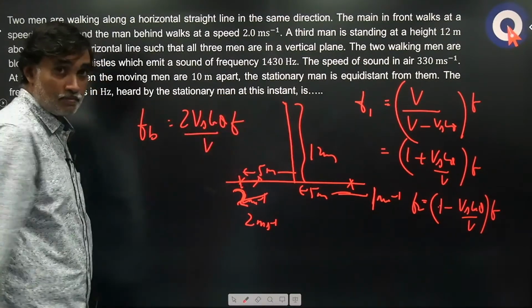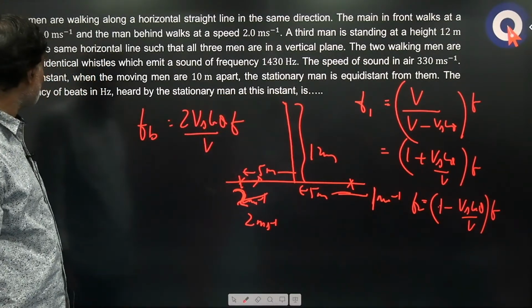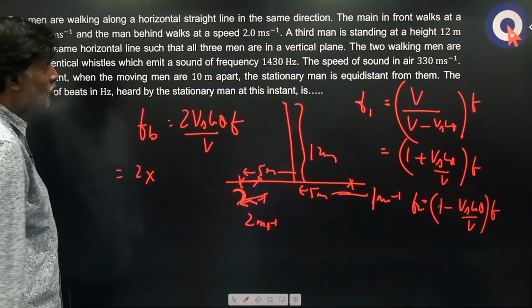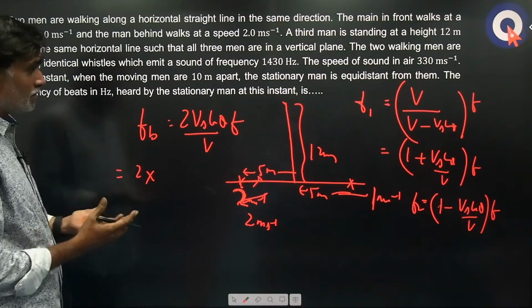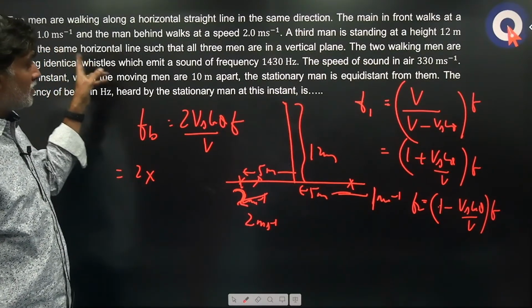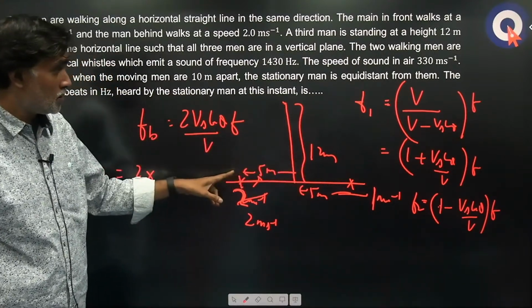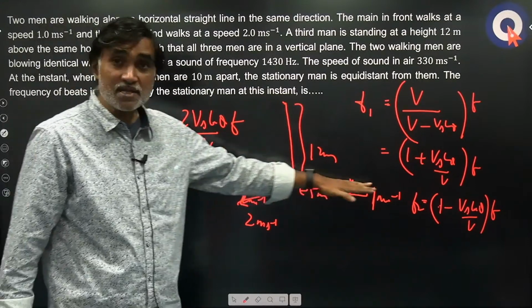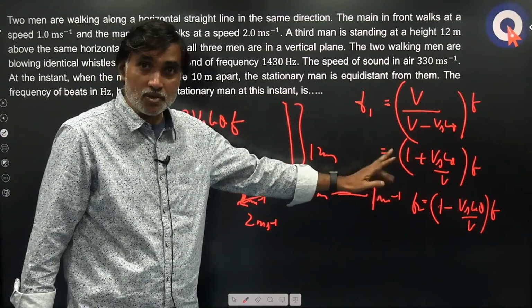Okay, this is beat frequency. That's what he's asking, I think. So how much will you get? 2 into what is Vs? Oh, but Vs is different. Okay, we'll see. First one is 1 meter per second. Oh, this is 1 and this is 2. So here, okay, doesn't matter. This is Vs, I'll assume. This is Vs. So Vs is 1.